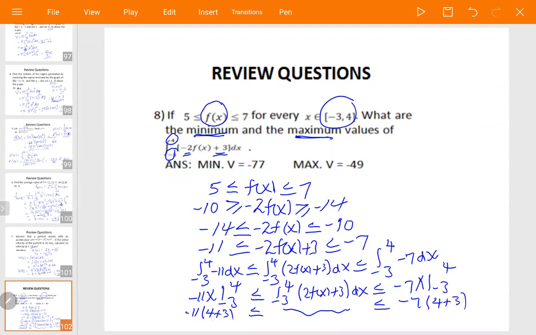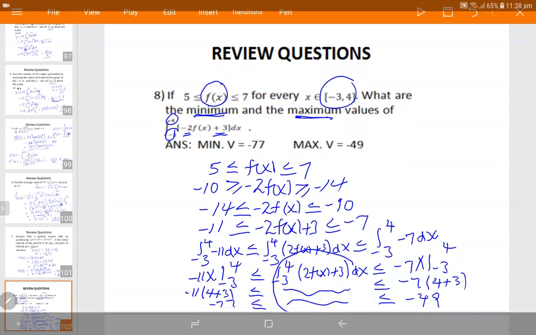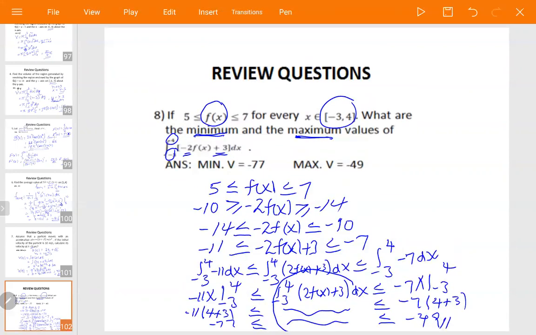4 plus 3. This is 7 times negative 11, which is negative 77, less than or equal to this integral, and this is less than or equal to negative 7 times 7. What is negative 7 times 7? It is negative 49. Therefore, this integral has negative 77 as its minimum value and negative 49 as its maximum value. Its value is something between these two numbers. So the minimum value is negative 77, maximum value is negative 49.